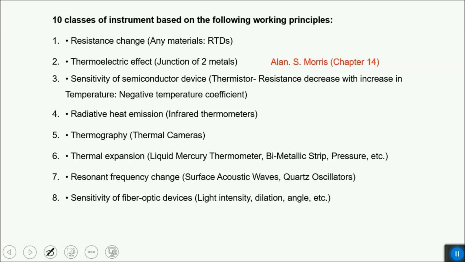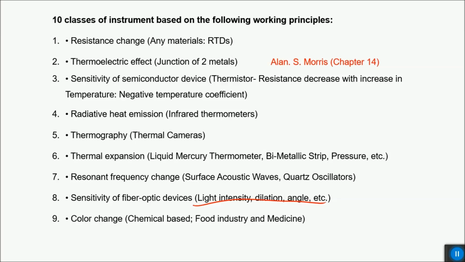On number 8, we have sensitivity of optical fiber devices, and in those sensors, we have a change in light intensity, dilation or delay, the angle or the phase of light, and so on. So the properties of that fiber optic material change, and that in turn affects these parameters of light passing through that optical fiber, and that can be translated into the change in temperature. On number 9, we have color change based temperature detectors. So they are mostly chemical based, and they are used in food industry and medicine. And at the end, we have the change of state of material.